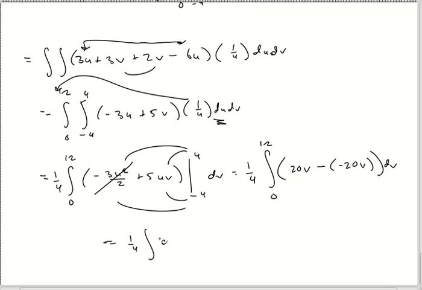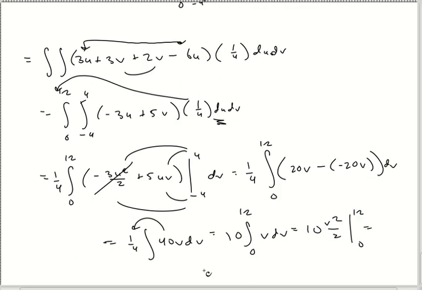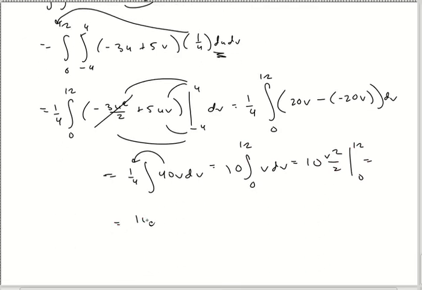1/4 integral of 40v dv. The 40 can come out to the front to make the 4 and 4 a 10. 0 to 12, v dv. So then v squared over 2, of course, from 0 to 12. The 0 is going to cancel. 12 pops in to make a 144. 10 times 144 all over 2. My answer is 720. Whew.